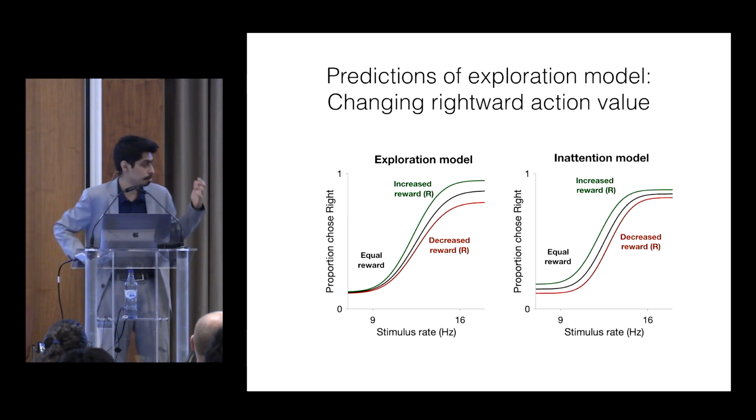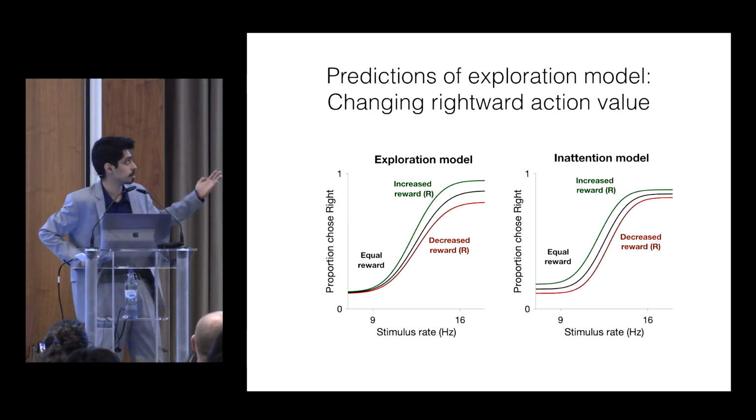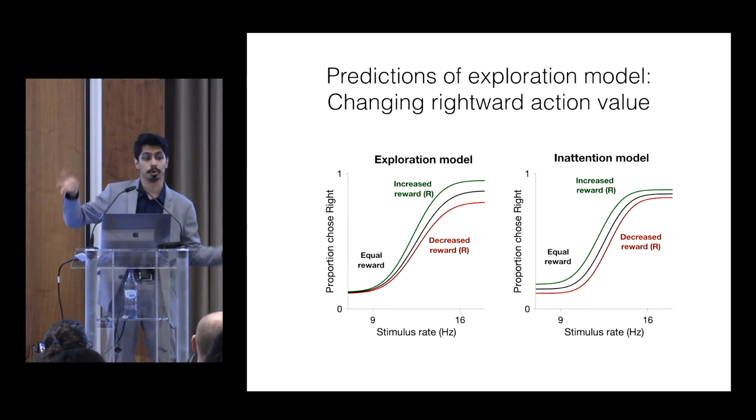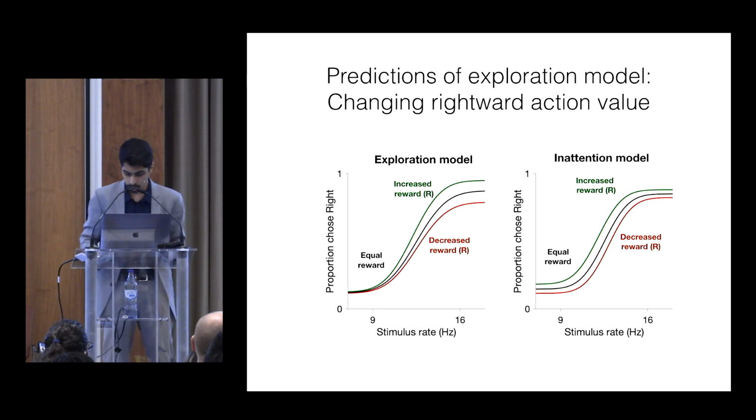Both of these pieces of data are further evidence against the inattention model, which predicts that even changing the reward on one side should affect both lapses because the animal is just guessing.